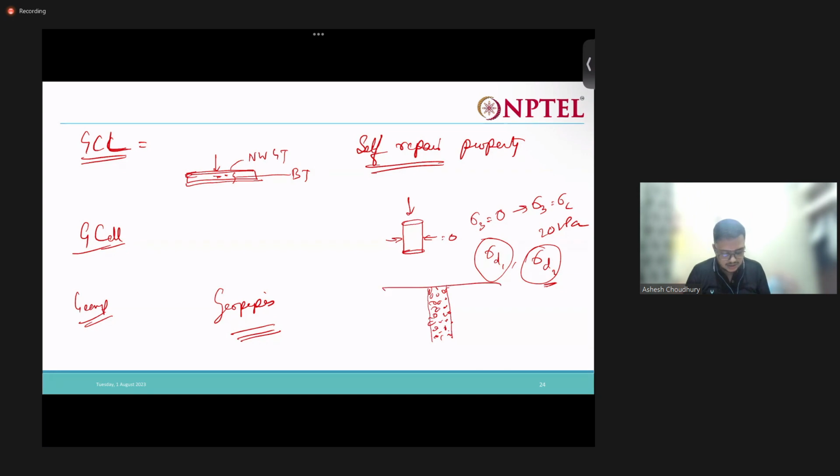So if any structures, there will be many stone columns like this. If any structure is actually built over that, the settlement will be far less if encased stone columns are used. These stone columns are actually encased with geogrid material. So this is also one of the uses of this geogrid material.